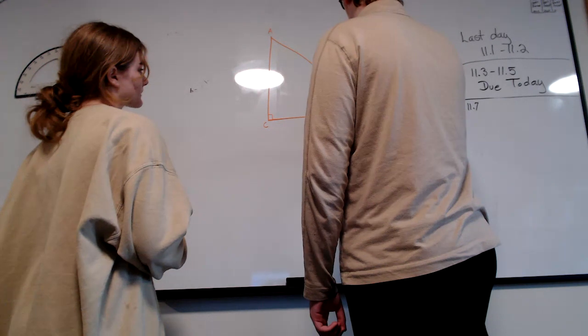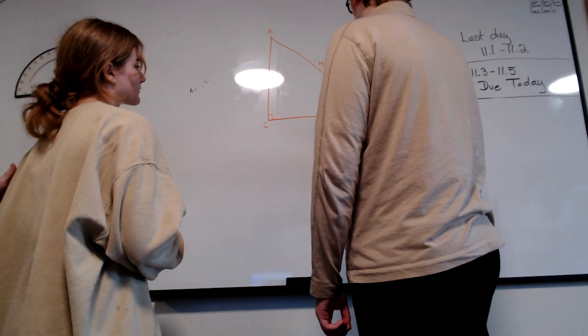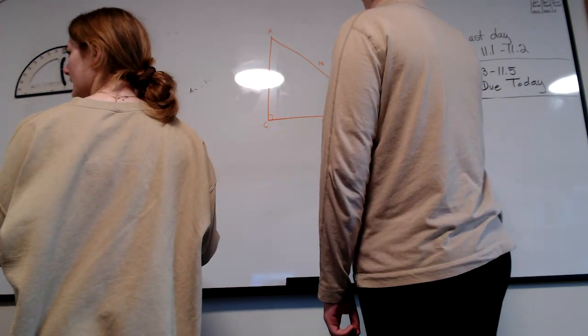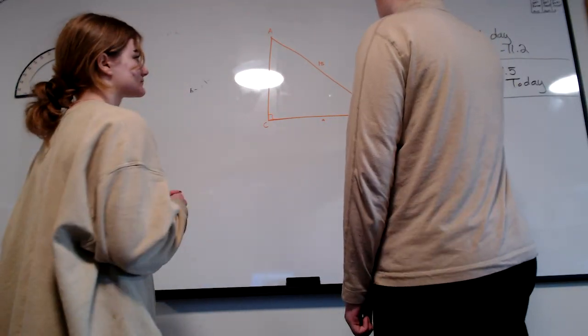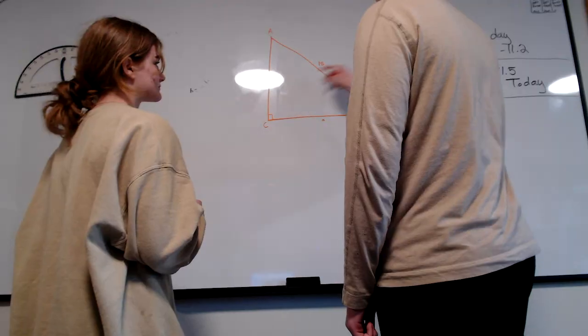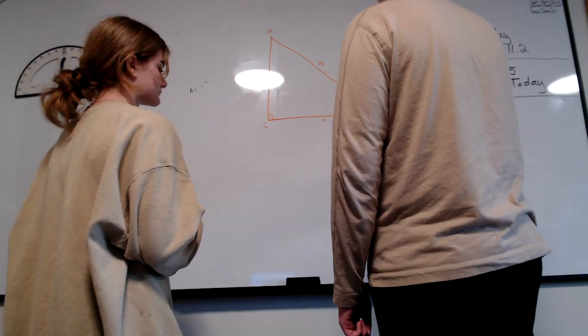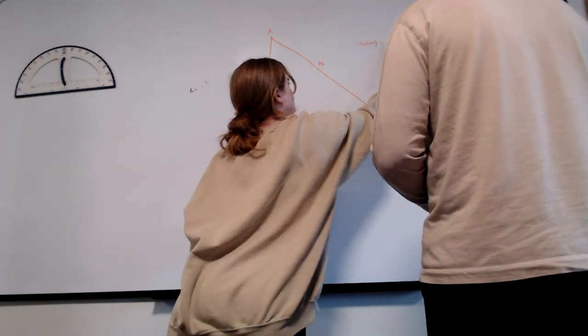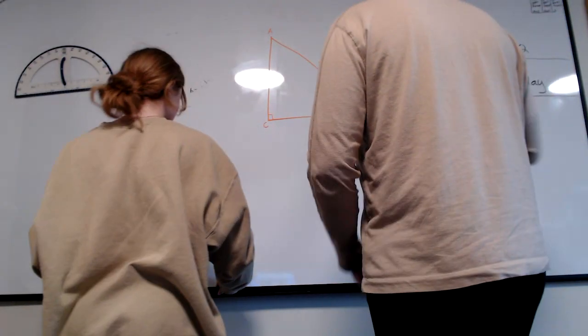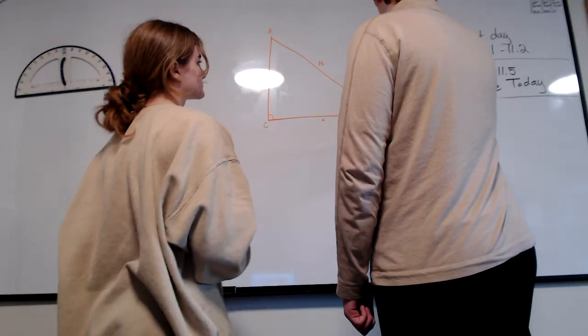Which angle did I tell you to find? I said side A. You're finding side A. See how I know it's on right like this? This is a right triangle. What can you use with right triangles?